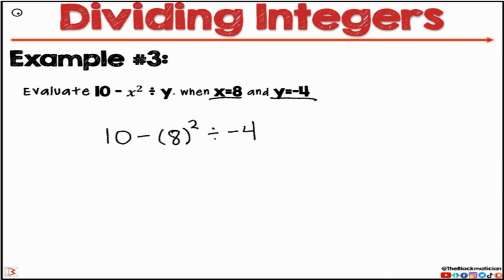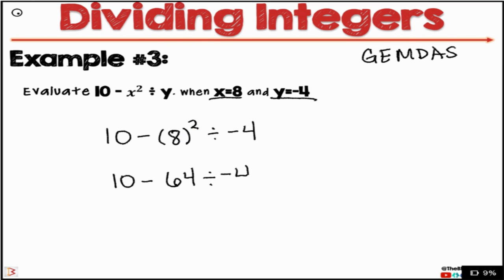And then here you have GIMDAS. So we know it's usually PEMDAS in the past, but I'm going to go with GIMDAS. We're going to do groupings first and then exponents. Well, we have an exponent here. There's not really any grouping symbols, but we do have exponents. So I'm going to rewrite this as 10 minus whatever 8 times 8 is. Those are two positive integers, so I know my answer is going to remain positive. And 8 times 8 is 64 divided by negative 4.